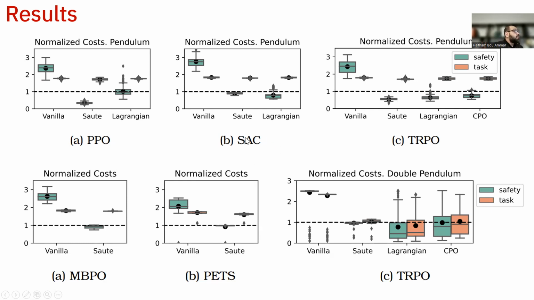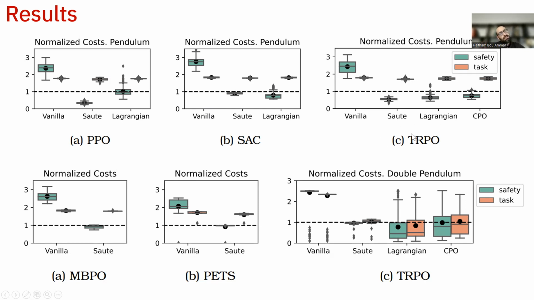If we look at soft actor critic applied to the same problem, we see a very similar trend. All of them, the Lagrangian, Saute, and vanilla, are able to get good task performance, but the safety costs are varying. So vanilla has a high safety cost. We are below the budget for sure. The Lagrangian is below the budget, but sometimes outside of the budget.